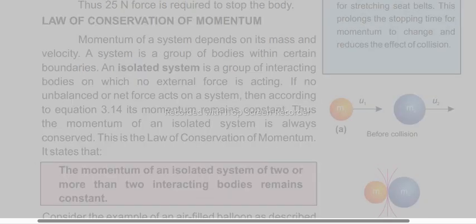Figure 3.14, collision of two bodies of spherical shapes. Thus 25 N force is required to stop the body.